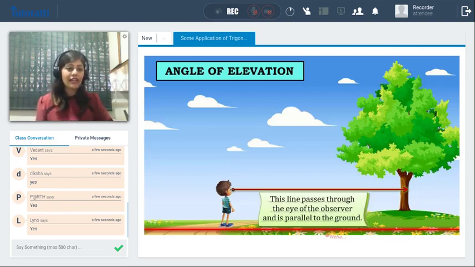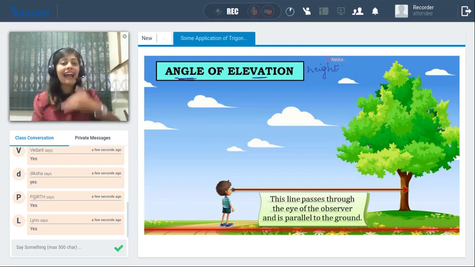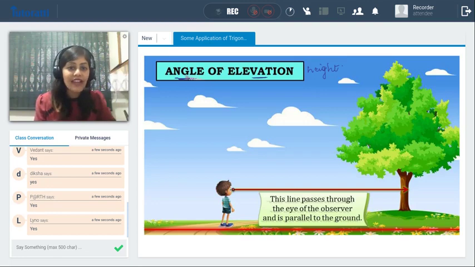All right, let's quickly move to the next term. Next term is angle of elevation. Now, as the name says, it's angle, right? An angle of elevation. Elevation means at a height. Elevation always means at some height. Elevated is at a height. So now what is this angle of elevation?